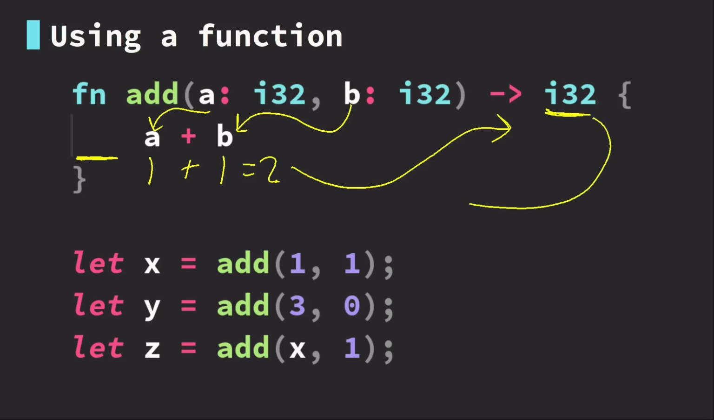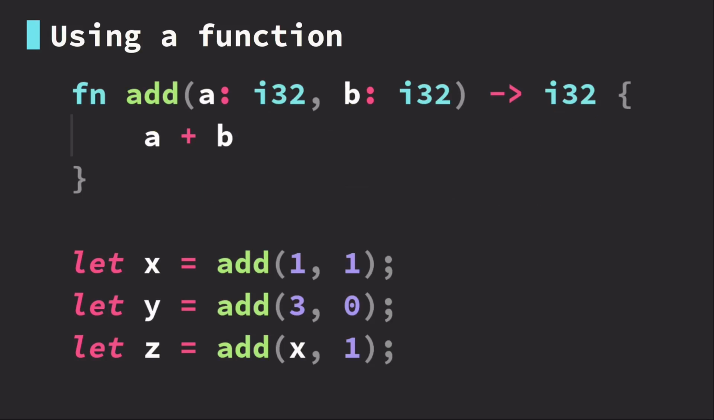The number 2 is going to return here, and then the 2 will get assigned to x. So you can think of calling add with the values of 1 and 1, you can just think of this whole thing as the number 2, which is then placed into x. So our x will now be equal to 2.